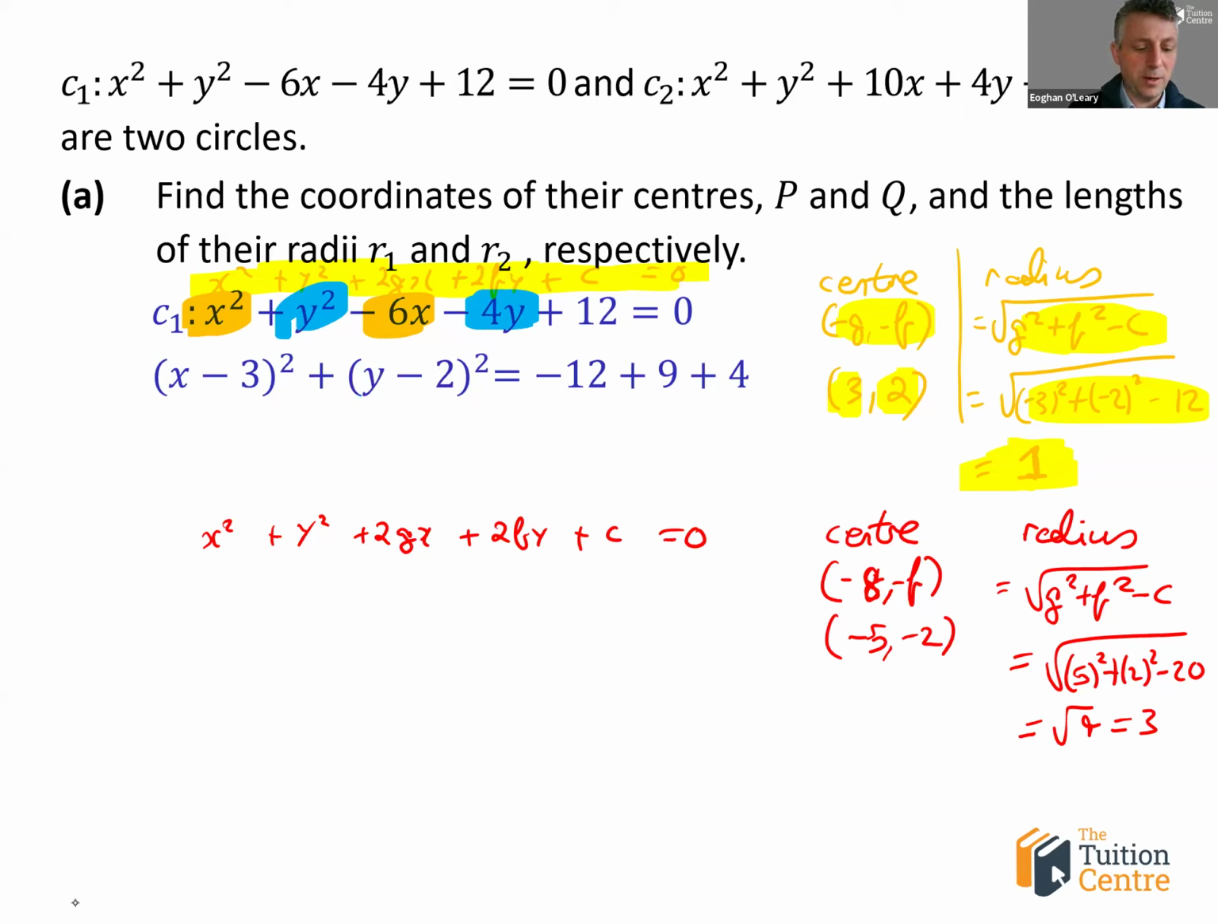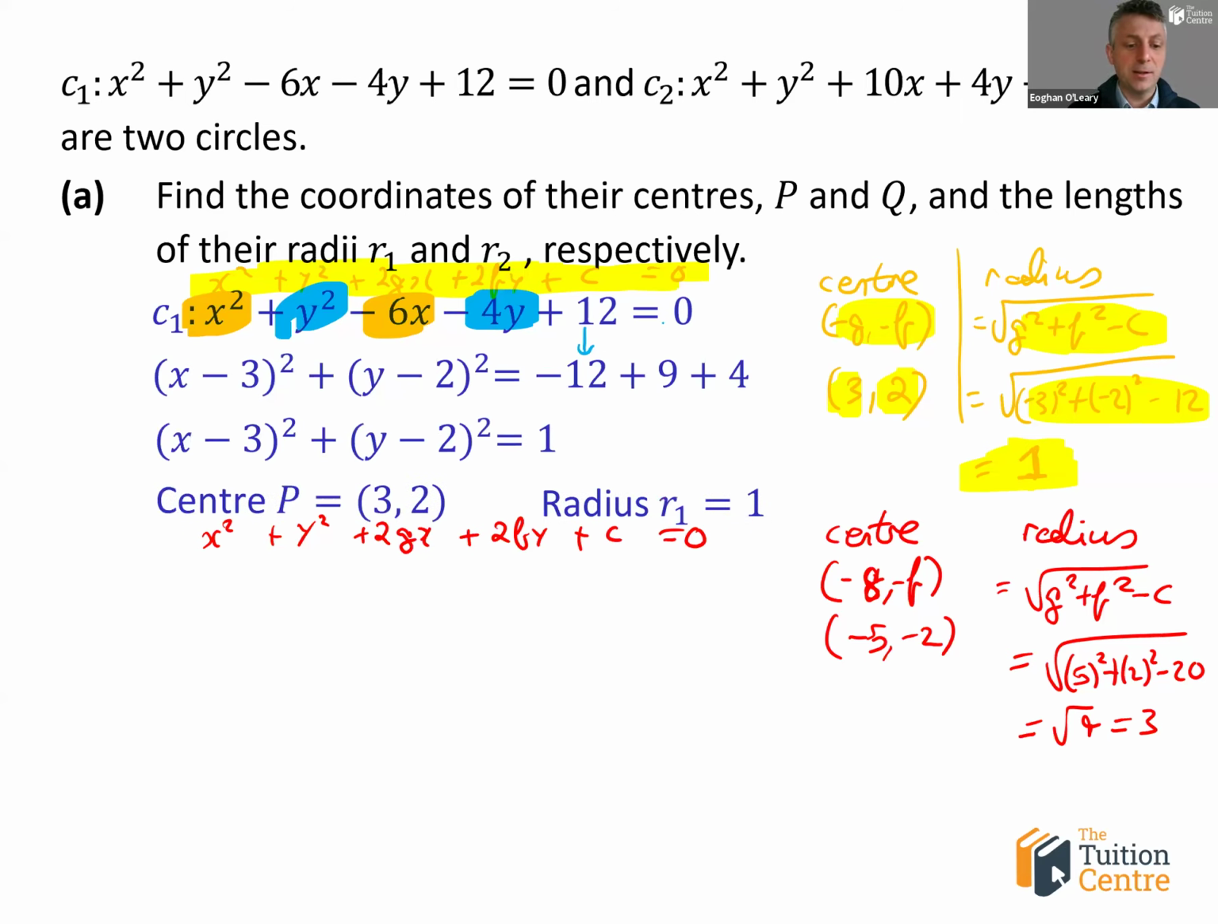Where does the minus 12 come from? Well, that comes from the plus 12 on the left-hand side. You're subtracting 12 from both sides. Then you end up with x minus 3 squared plus y minus 2 squared equals 1. Using our form x minus h squared plus y minus k squared equals r squared, that will give you your center of (3, 2) and your radius of 1.